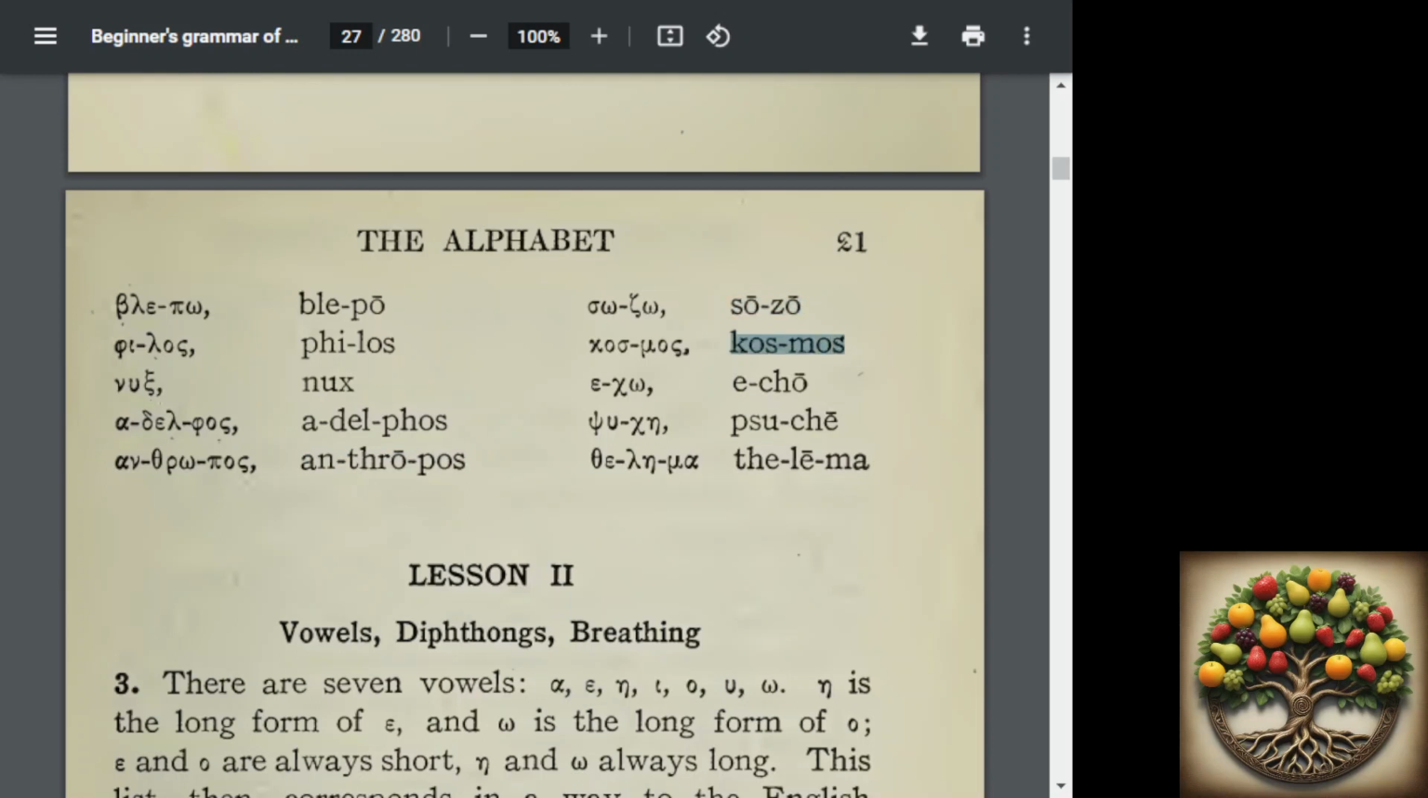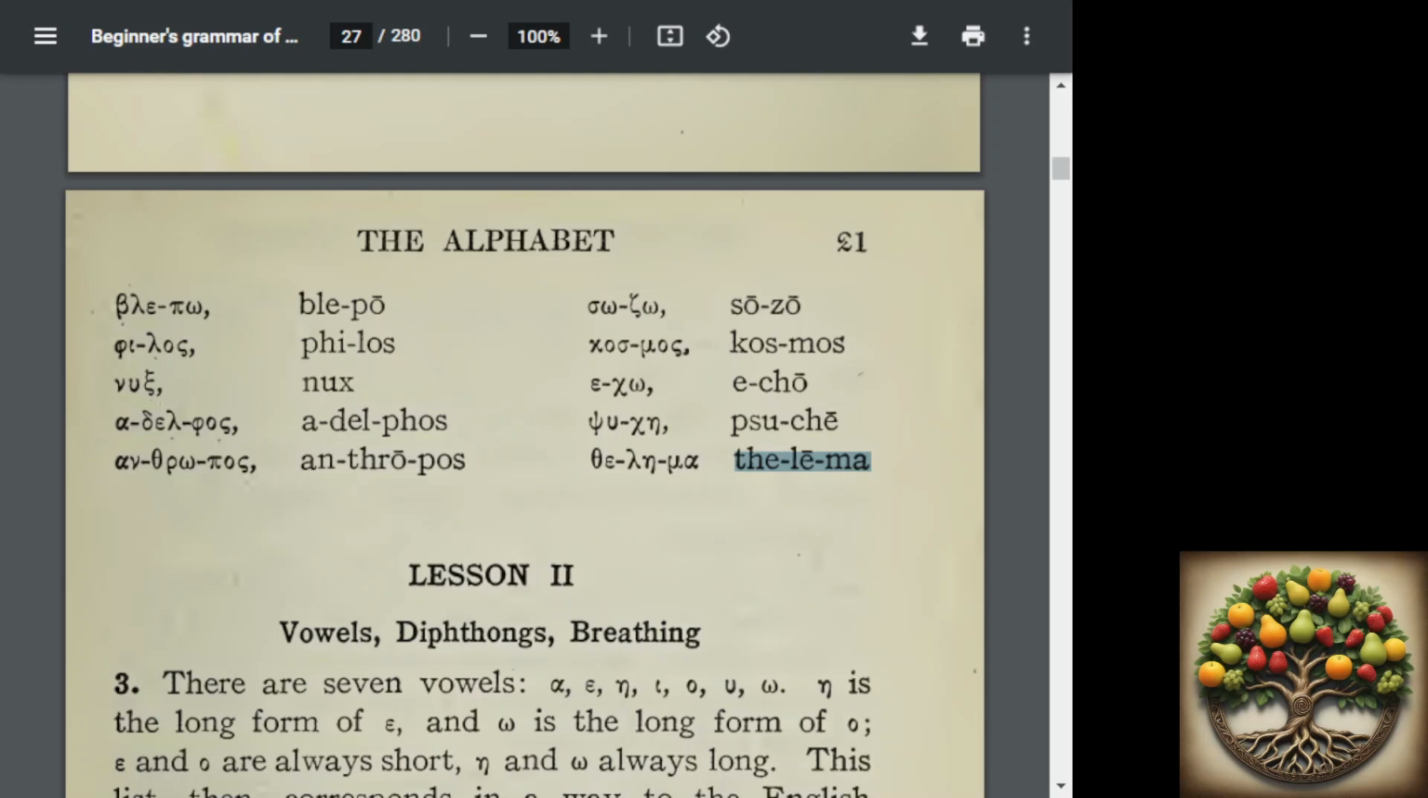Now here's an example of how this looks like an X, but it really is a K. Cosmos, kind of like cosmos, right? Echo, succès, philema.